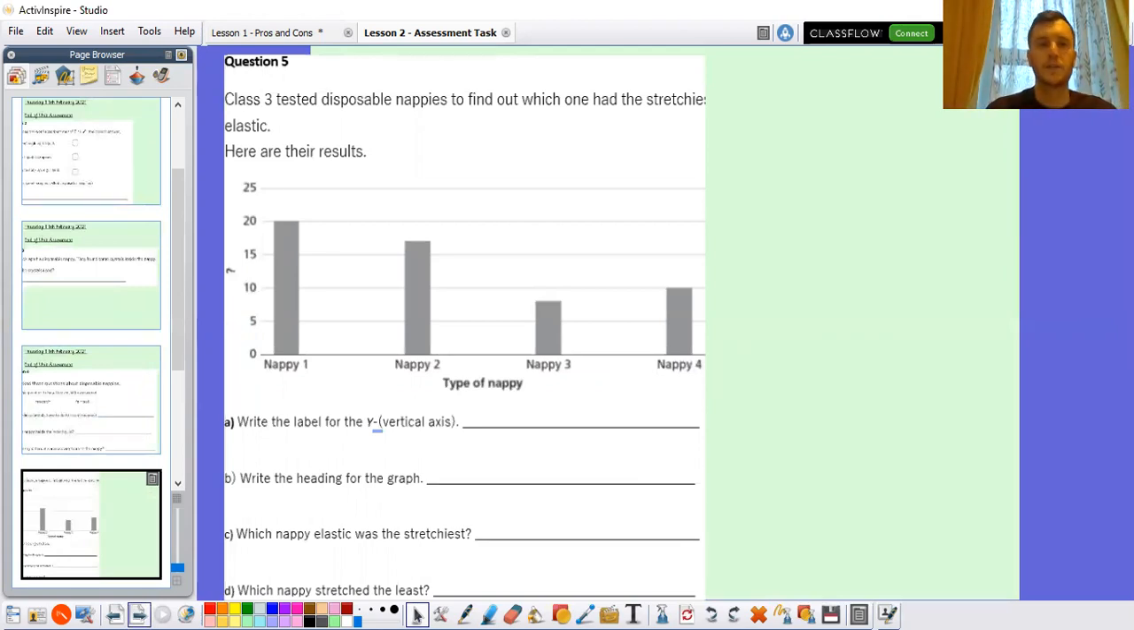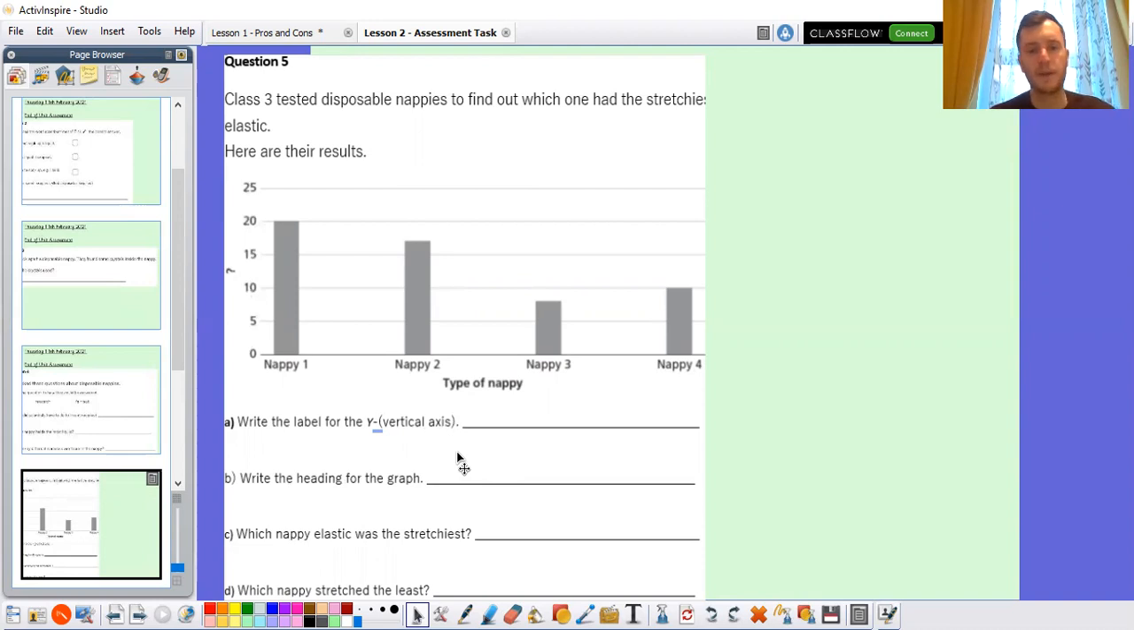Question 5. Class 3 tested disposable nappies to find out which one had the stretchiest elastic. Here are their results. Question A, write the label for the y-axis, and that's the axis going up here, and you can see a little question mark. So what do those numbers mean? You've got to come up with a label that explains that. Question B, write the heading for the graph. So if you were to give this graph a title, what would the title of it be?